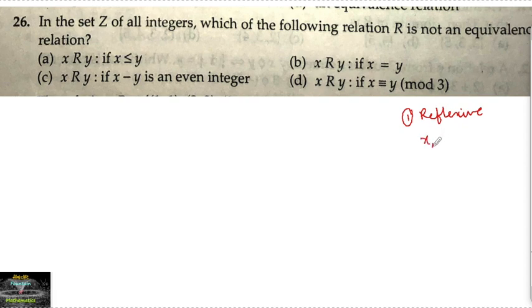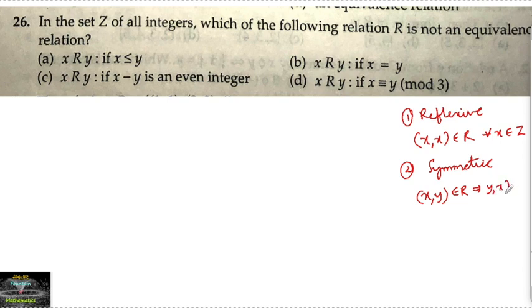that is, x is related to x for every x belongs to the given set. Your set is Z. And second one, symmetric. If (x, y) belongs to R, implies (y, x) must belong to R for x, y belongs to Z.